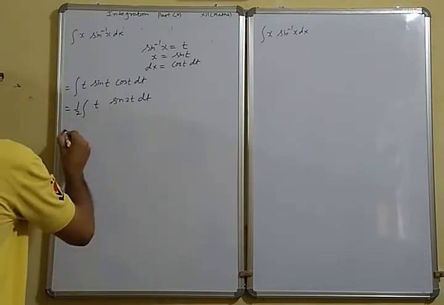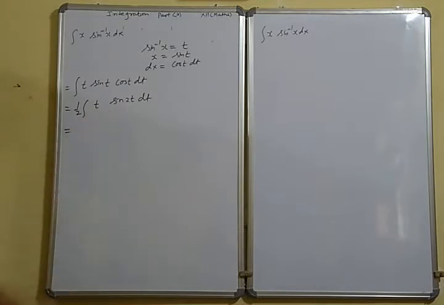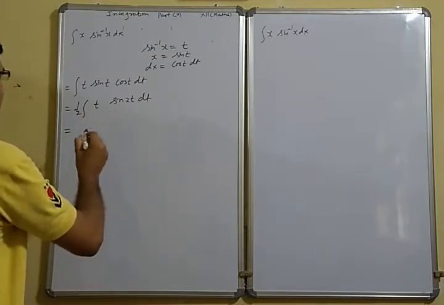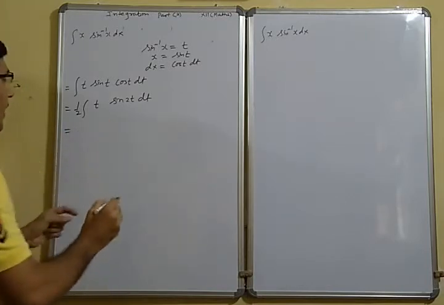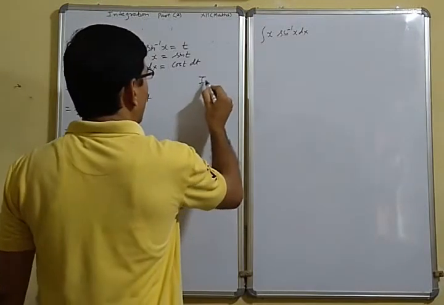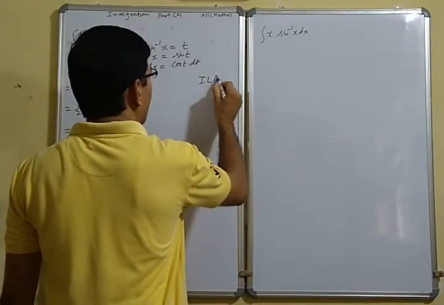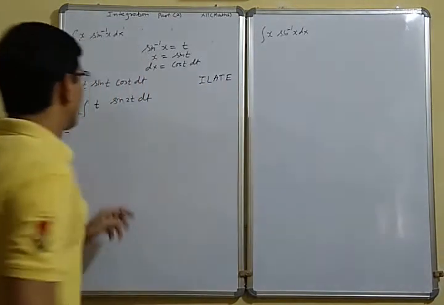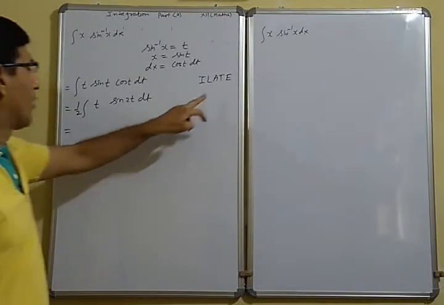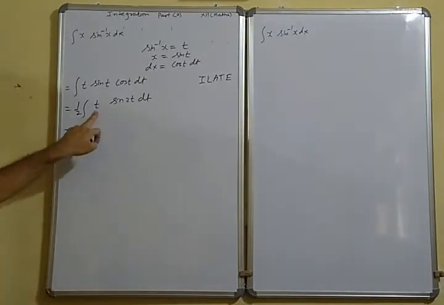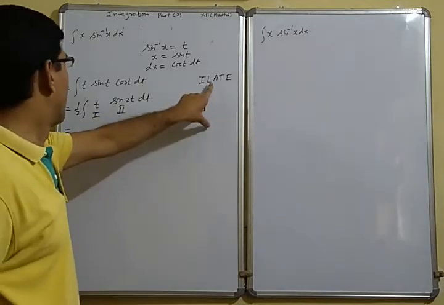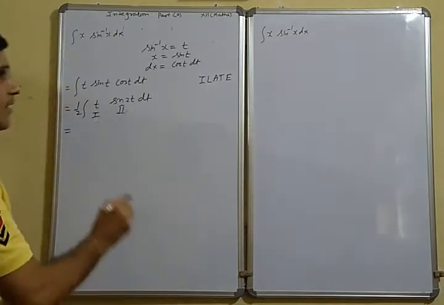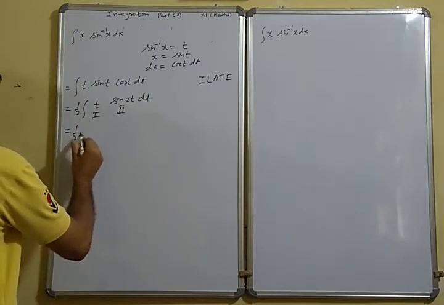Now again here you will use by parts. We have to choose the first function and the second function. The point is ILATE. This is a trigonometric function and this is an algebraic function. So take this as the first function and this as the second function, as this is algebraic and this is trigonometric. So use by parts here.